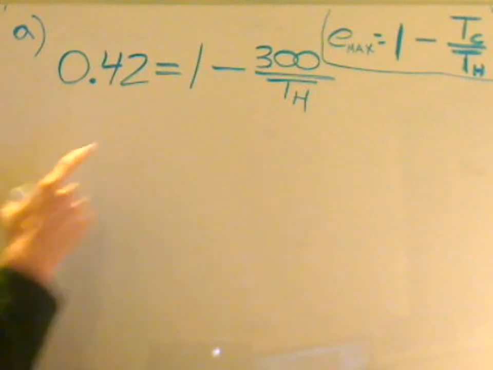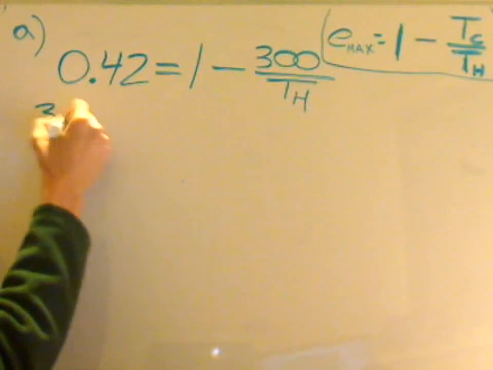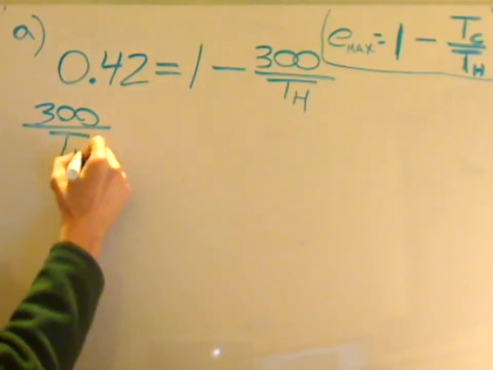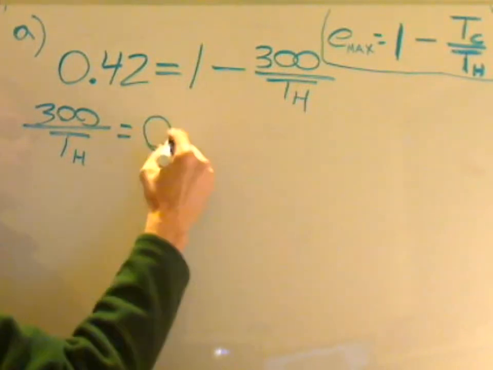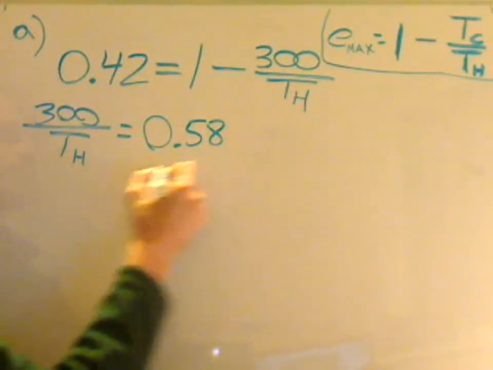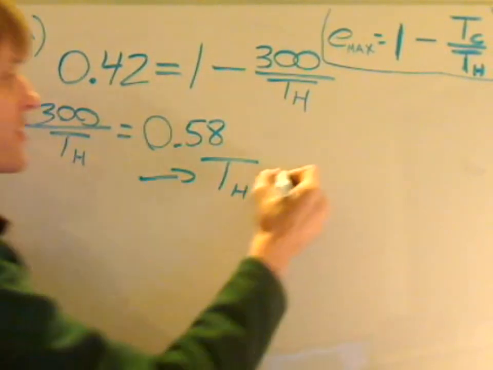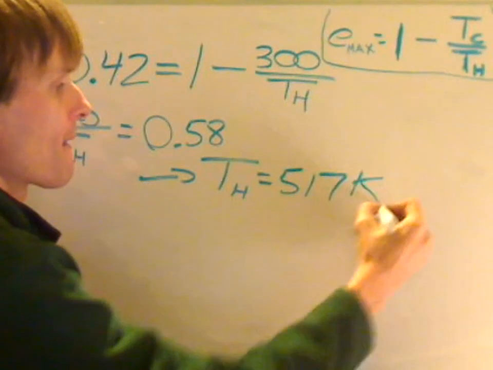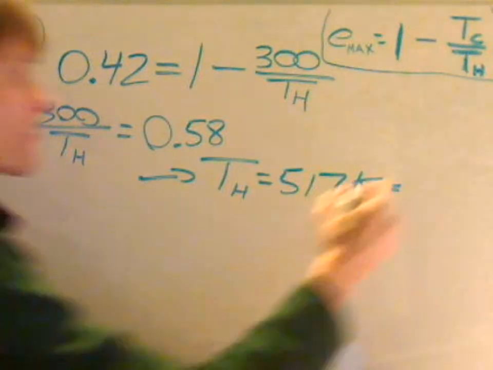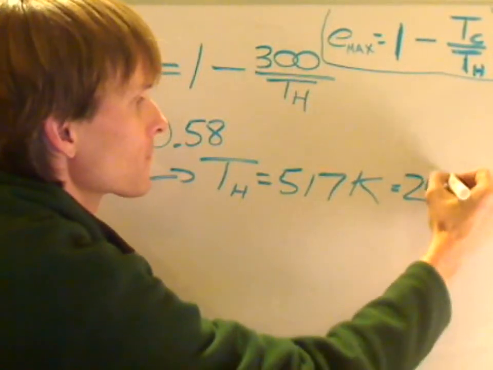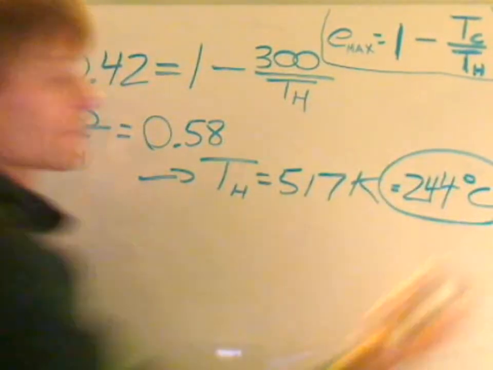Okay, so do a little bit of algebra here. Add this to both sides, subtract this from both sides, and you get 300 divided by the hot temperature is 1 minus 0.42, which is 0.58, which gives the hot reservoir temperature of 517 Kelvin, or in terms of Celsius, that's 244 degrees Celsius. Okay.